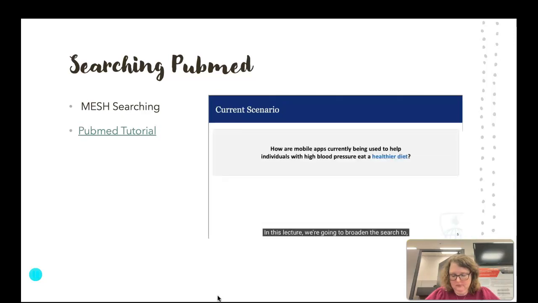In this lecture, we're going to broaden the search to how are mobile apps currently being used to help individuals with high blood pressure eat a healthier diet? We can use this question to develop the type of search strategy that we would use if we were conducting a comprehensive literature search. From our question, mobile apps, diet, and blood pressure are our key concepts.